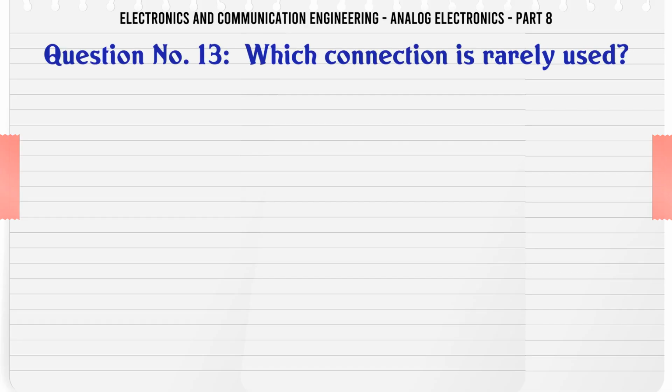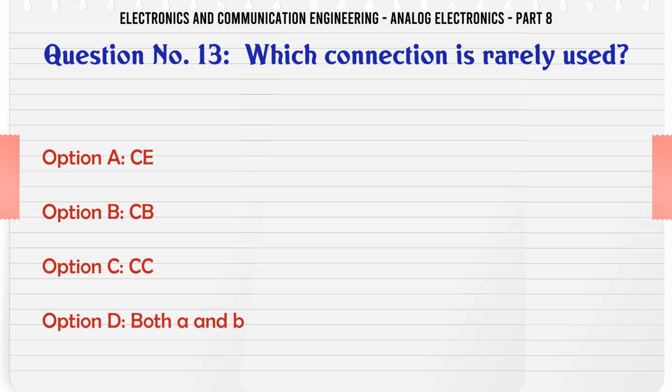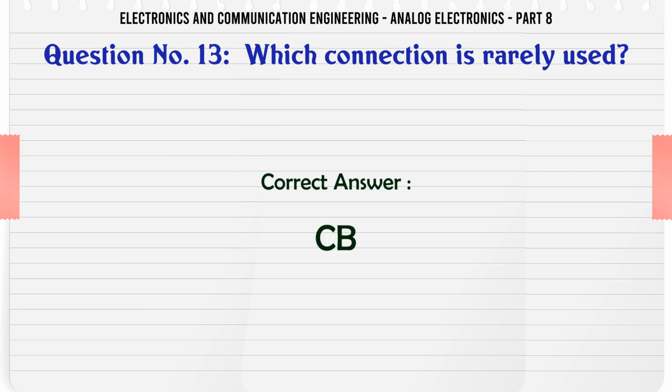Which connection is rarely used? A, CE. B, CB. C, CC. D, both A and B. The correct answer is CB.